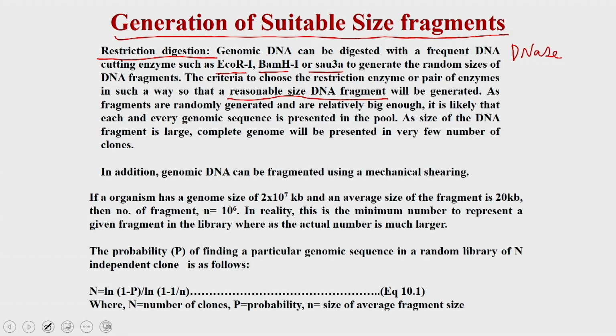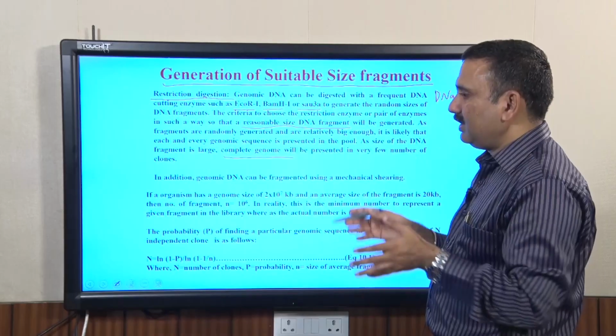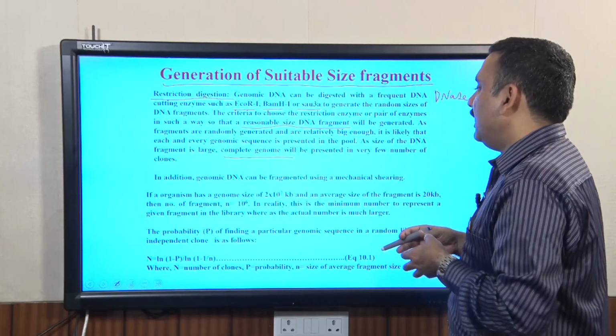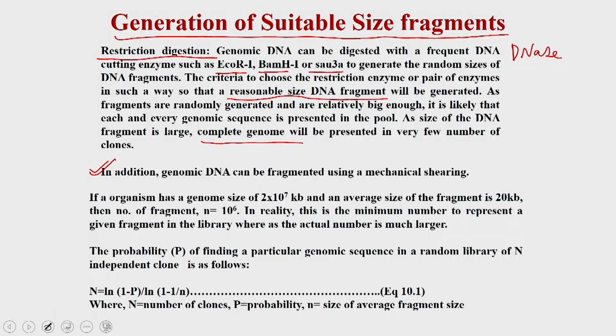As the size of the genome is very big, the number of fragments you are going to get, and subsequently the number of clones, is going to be very large if the fragment size is very small. So, there is a formula you have to use to ascertain that the genomic library is representing your fragment optimally. The other way of generating suitable size fragments is mechanical shearing.